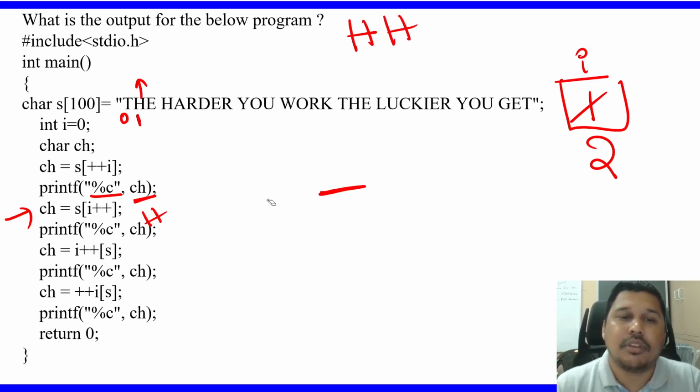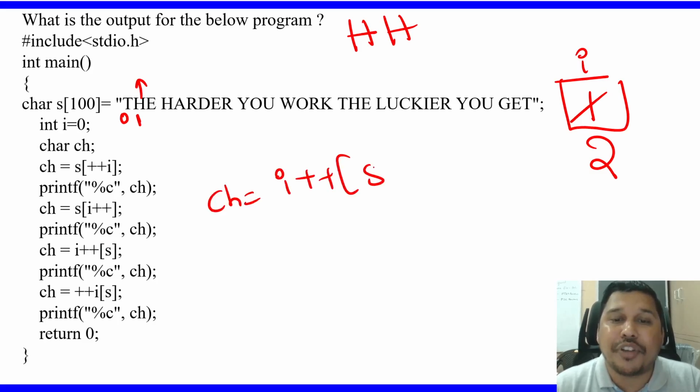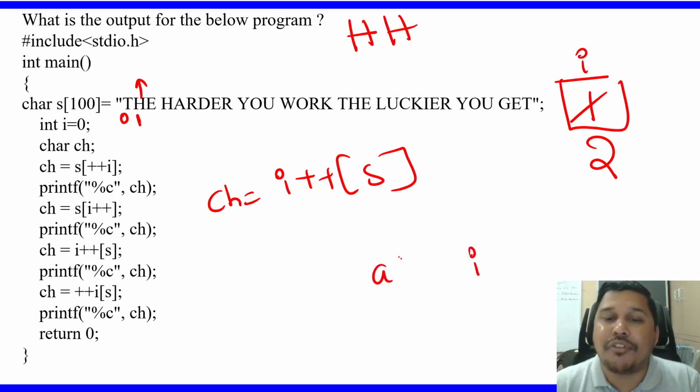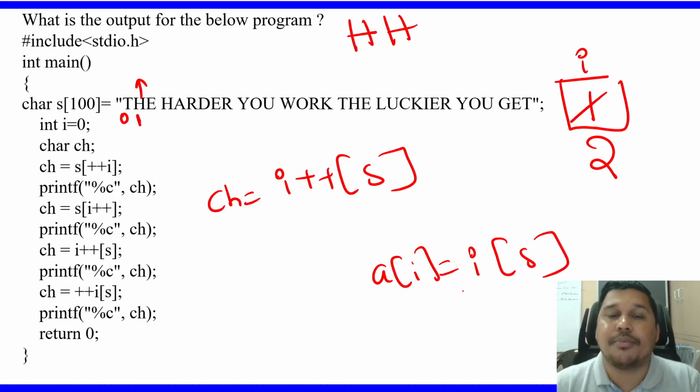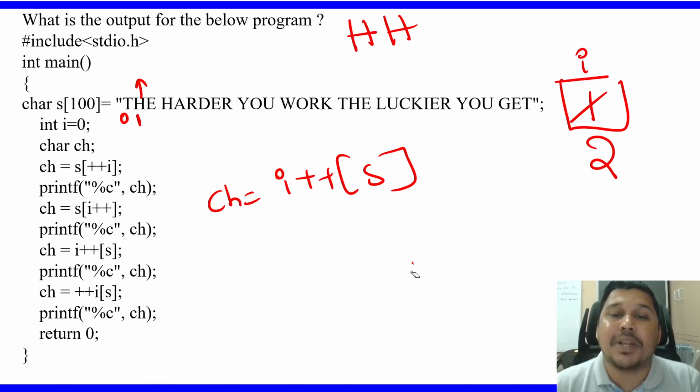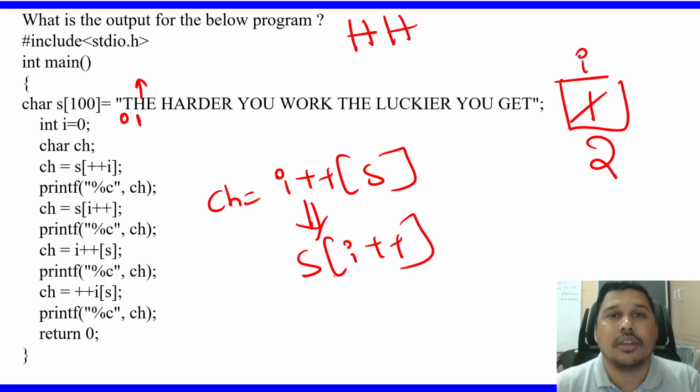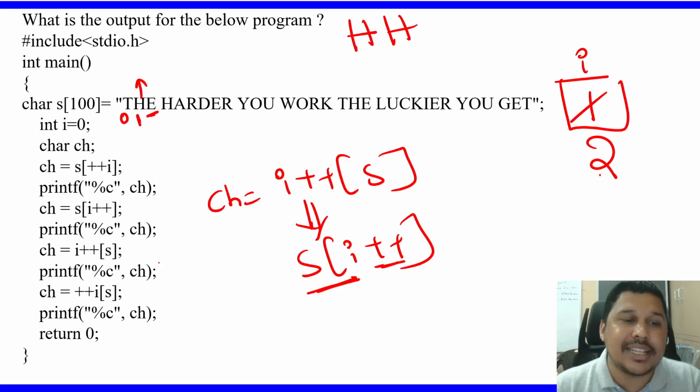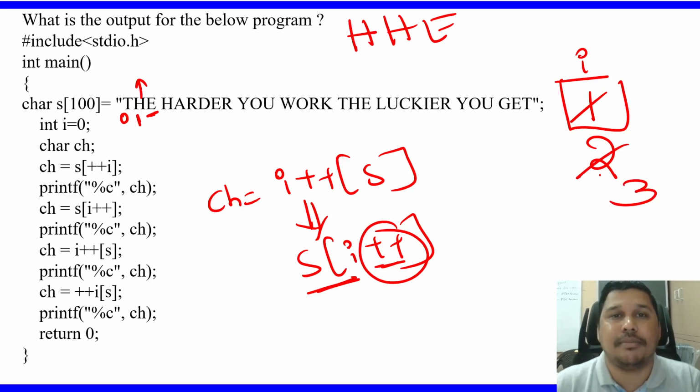Next, the third case, ch equal to i++ of s. We studied that a of i can be written as i of a. So in this case, I am having i++ outside, s inside. So this is the same as s of i++. So it is post-increment, don't increment it. What is the value of i? 2. What is the s of 2 value? The s of 2 value is E. So ch is given E. So E comes in the output. Later it increments that. So because of this it becomes 3.